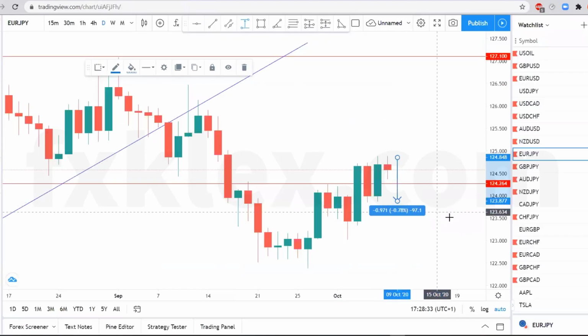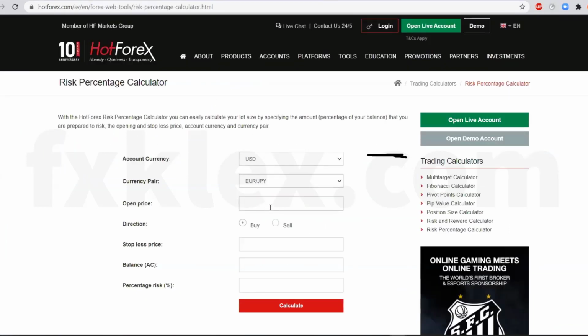On the euro paired against the Japanese yen, I want to execute a trade position based on this level right here. And the price level right here is 124.904. So this is the price I want to buy the euro paired against the Japanese yen.